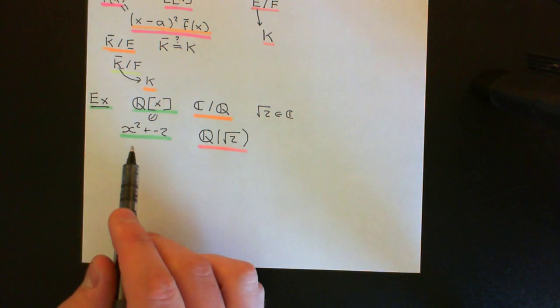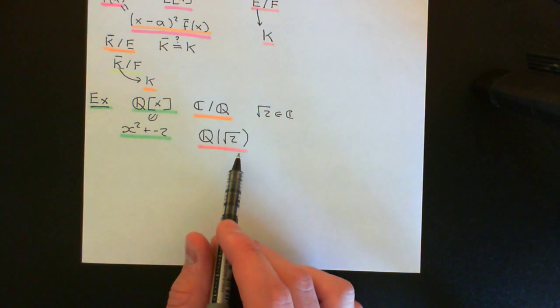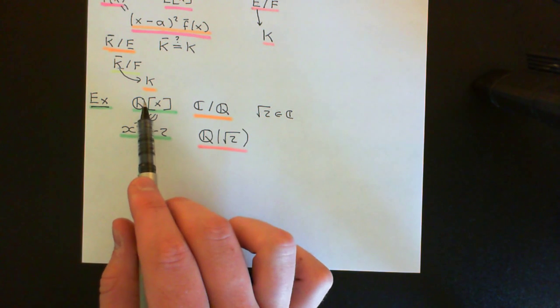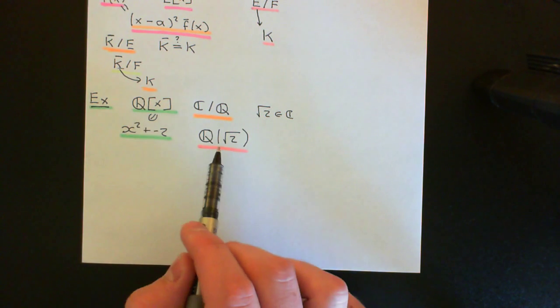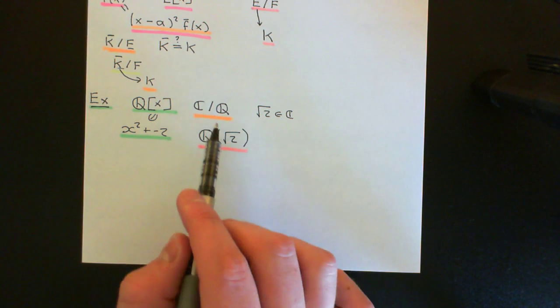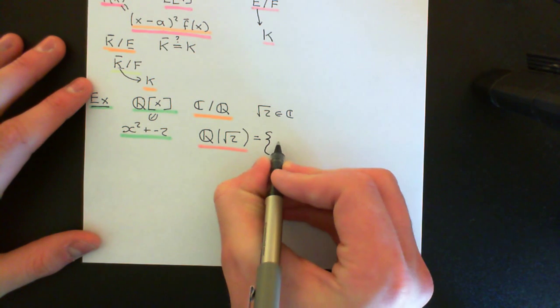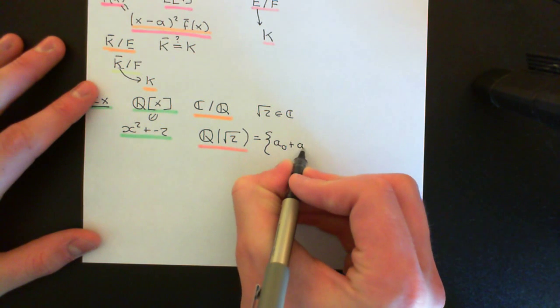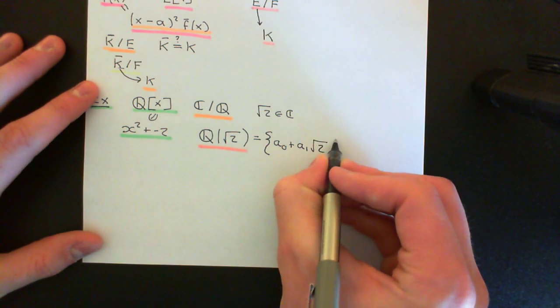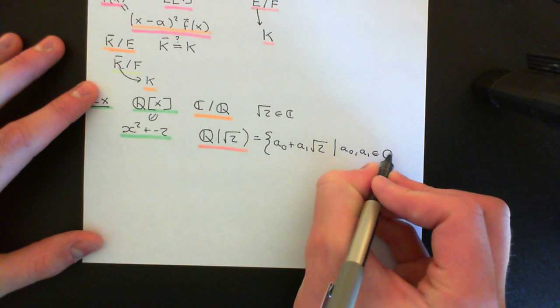Okay, so excellent. That means that to construct this field extension of the rational numbers, all we have to do is look at all polynomials with coefficients in the rationals evaluated at the square root of 2, which is something we can do in the complex numbers. So what we'll actually end up with is all things of this form: a0 plus a1 times the square root of 2, where a0 and a1 are elements of the rational numbers.